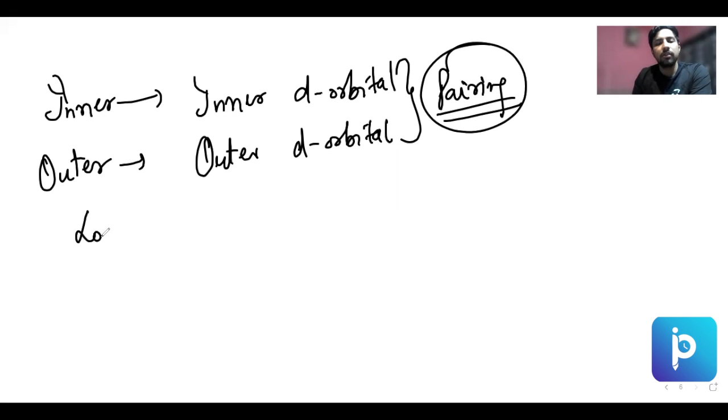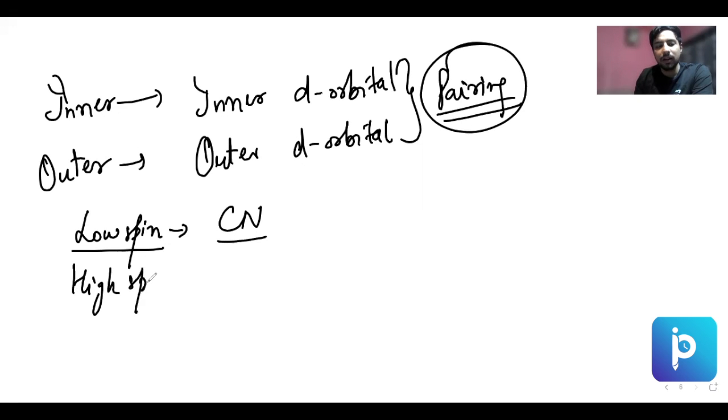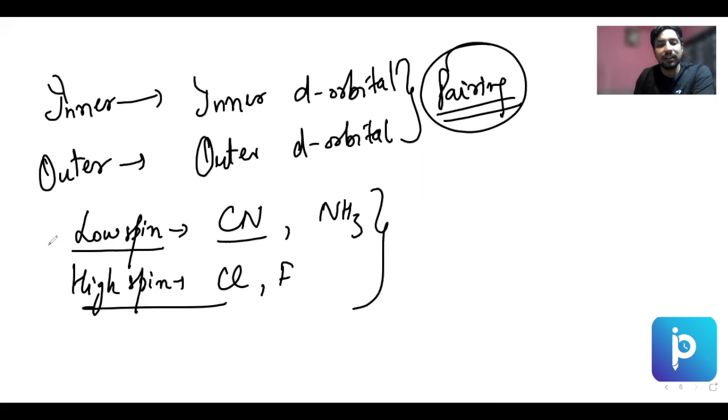Some more examples of ligands which form low spin complexes: CN, cyanide. High spin complexes are also formed by chlorine, fluorine, ammonia. These are the ligands which form these low spin and high spin complexes. So this is about the high spin and low spin complexes, which is the main point in the valence bond theory.